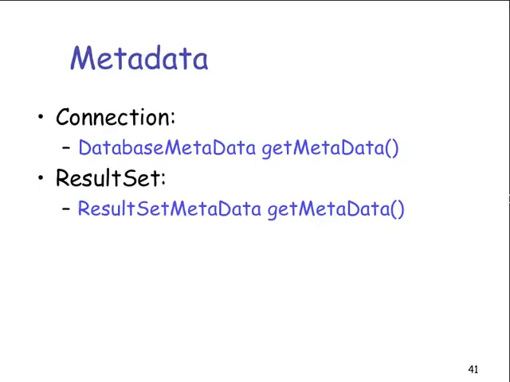Then we have this metadata, all the data that the cursor has that your other applications don't normally get access to. So we have a connection, and then we have the DatabaseMetaData, getMetaData. And then on the result set, we can do ResultSetMetaData, getMetaData, which are methods to get the data from the connection.